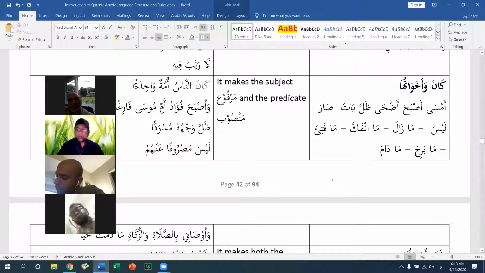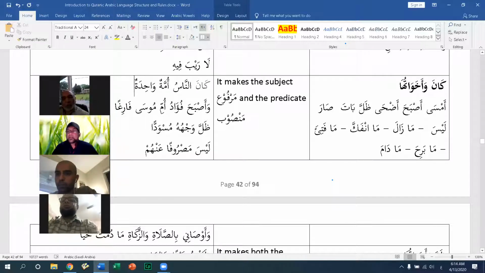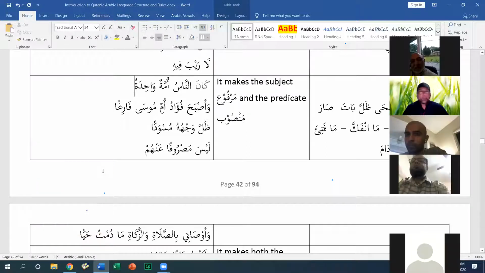Imagine it's not there. We'll say an-nasu ummatun wahidatun. الناس أمة واحدة. هذه جملة اسمية. Why? Where is the مبتدا? من يقول أين المبتدا من الناس أمة واحدة? Who would answer? Nobody? An-nasu is mubtada. Okay. And it's marfu'a. Okay.